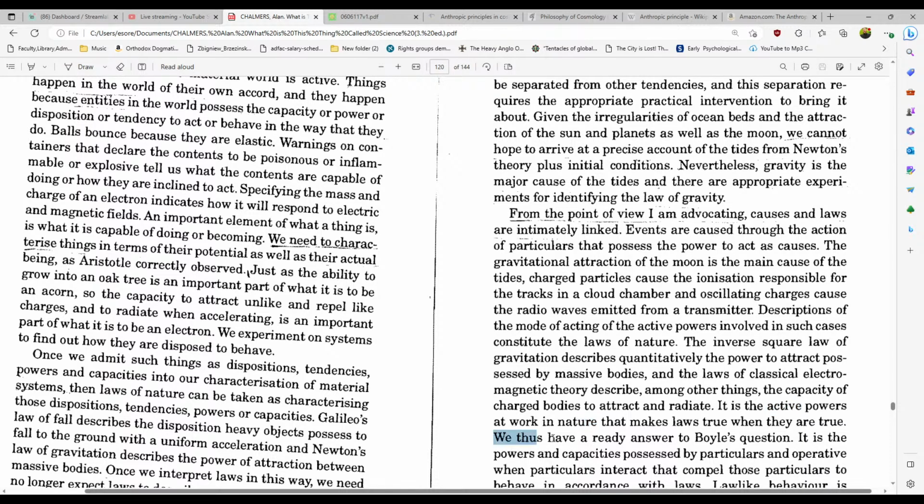Now, he thinks, and this is going to go into another great conversation, we have a ready answer to Boyle's question. It's the inherent properties of matter. Now, what I would bring up is, I could get that with Aristotle, because there's essences, right? And he has the four causes.